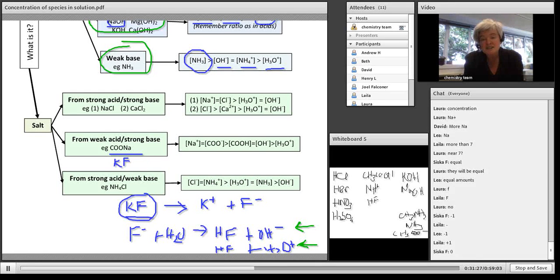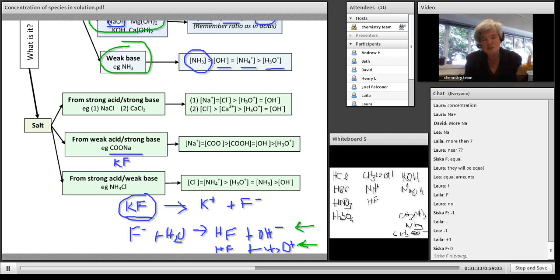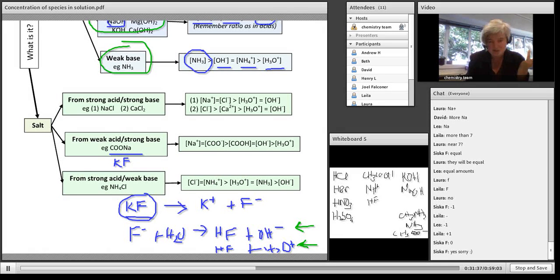So okay, Siska, I know you've said naught, and I think you're looking at the left and the right, but what you've got to do is compare the left-hand side with the right-hand side. So you've got -1 on the left-hand side, +1 on the right-hand side. It's not balanced. You have made a mistake. Okay, so always use those simple checks to make sure you haven't made a mistake.